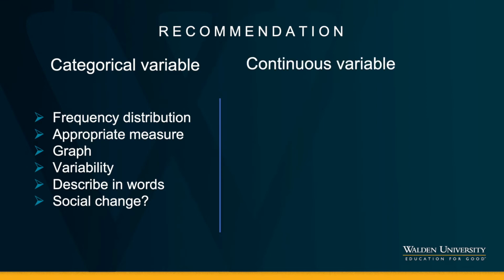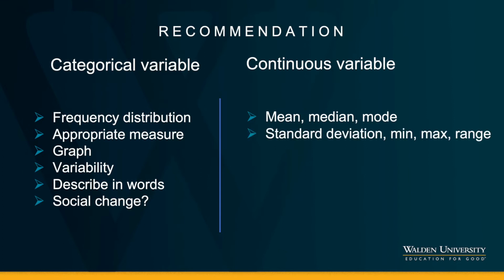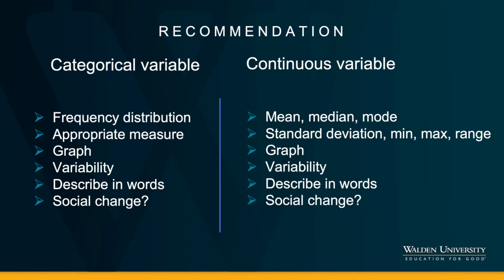For the continuous variable, we're going to dig a little deeper. We're going to ask for the mean and the median and the mode. We'll ask for those measures of variability, the standard deviation, the minimum, the maximum, and the range. Of course, we'll make a histogram. And we'll talk about that variability in the context of a 68% rule. And this variable will also be described in words. And I will briefly talk about social change.